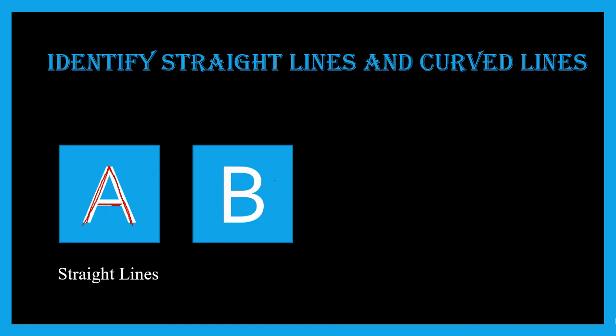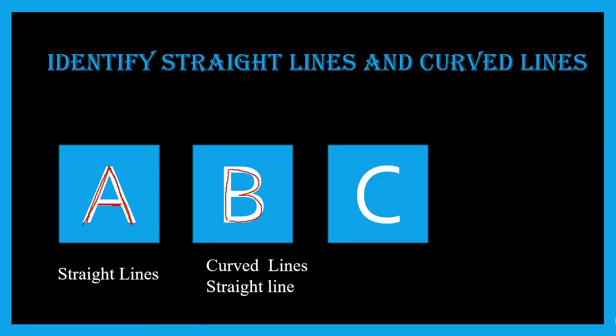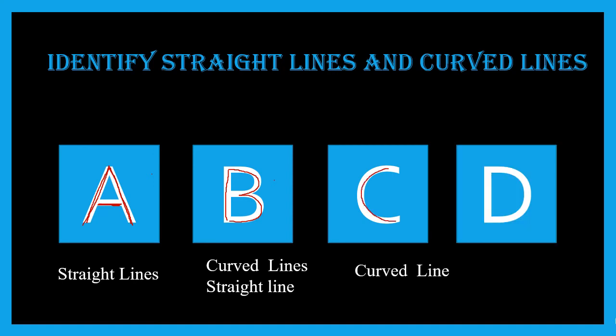Now let's move to letter B. So here it's a vertical line or a standing line, and then we have curves. Okay, so what will we say? It will have curved lines and a straight line. Now let's see letter C. Letter C has a curved line. For letter D, it has a vertical line and a curved line. So it will have a straight line and a curved line.